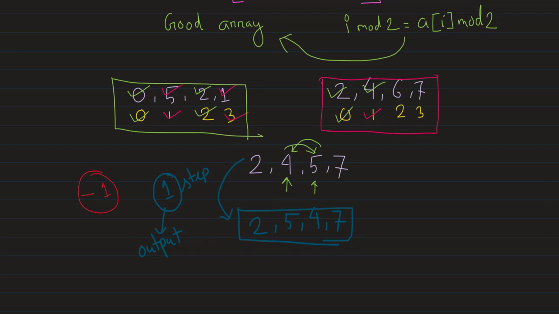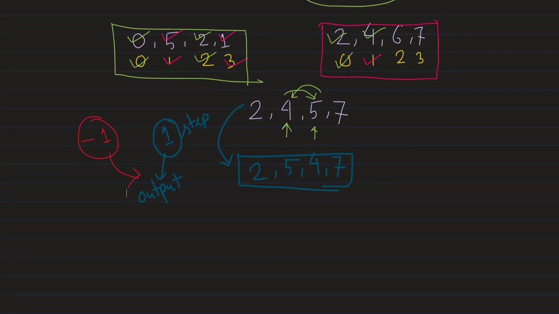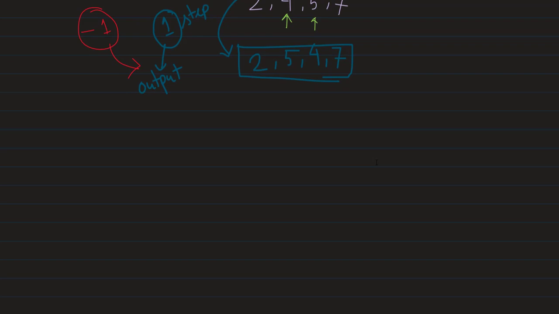So this one will be our output, and if we cannot make an array good, then we will have to output -1. Then we are declaring two integers, one is e and another is o, and we initialize them with 0.